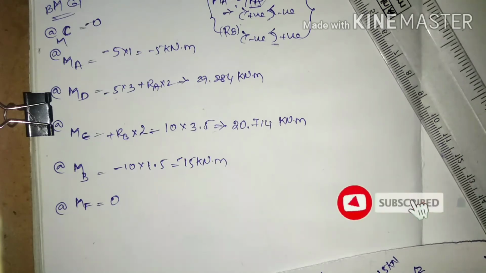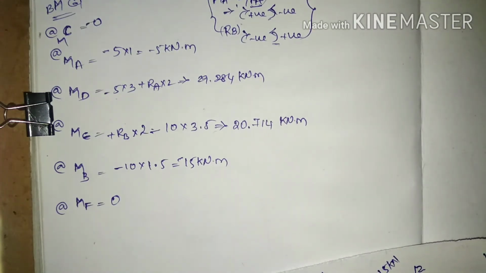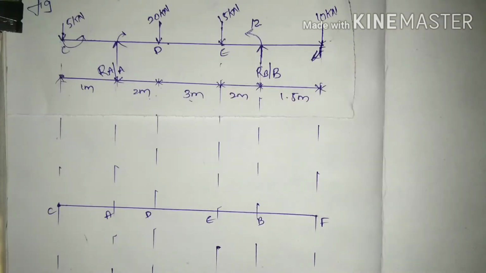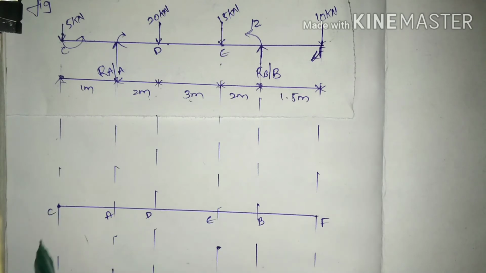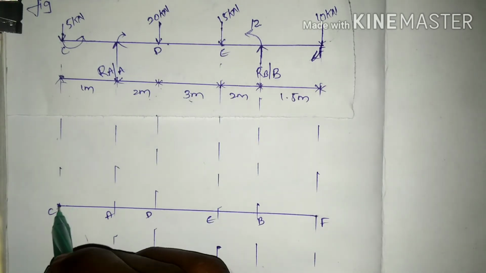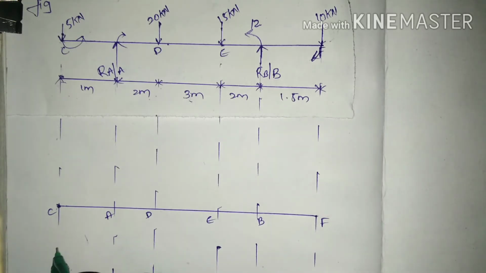From these values of shear force calculation and bend moment calculation, we are going to draw the shear force diagram and bend moment diagram. Let's see how it will be. Let's draw the shear force diagram first. For the left of C, we have 0. For the right of C, we have minus 5 kilonewtons, which goes in the negative quadrant, that is minus 5 here.